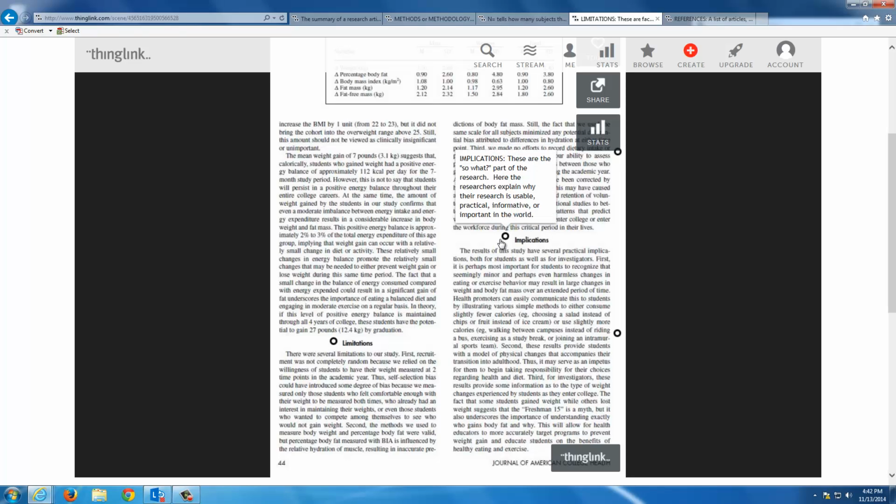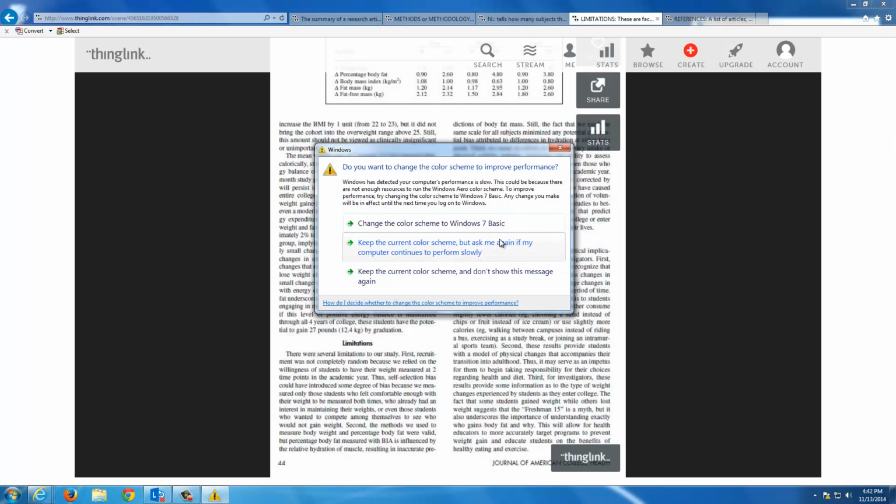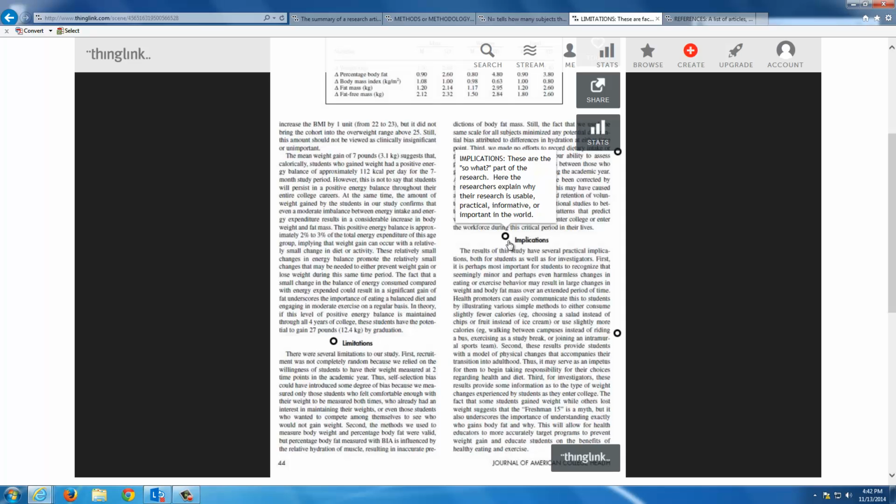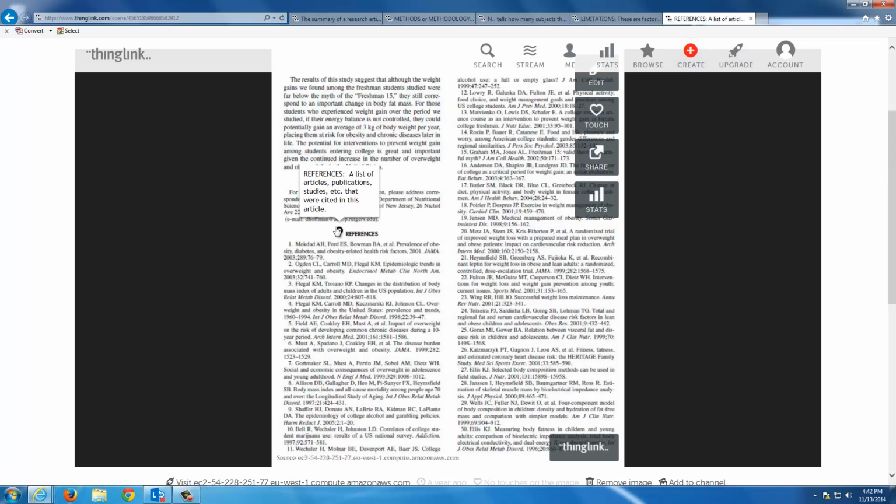And jumping ahead here, this article talks about implications. This is the so what part of the research. So why is this important? How is this useful in the broader world? And then of course at the back of any article will be the references. This is articles, publications, studies, anything that was cited in this article. This is the great resource for finding additional information about this topic.